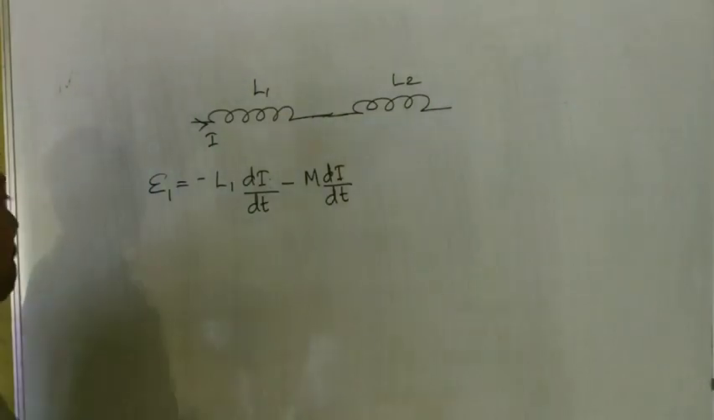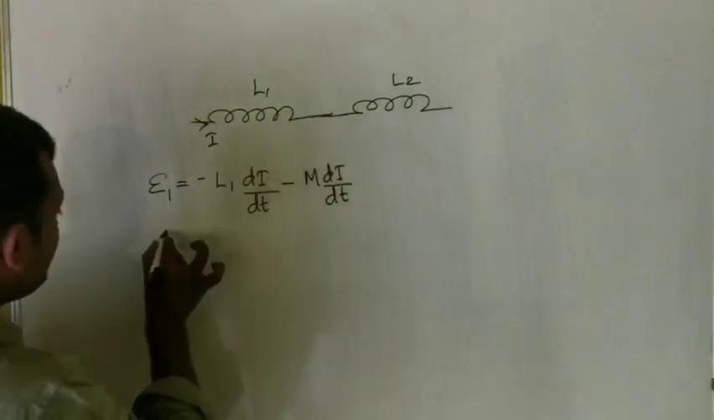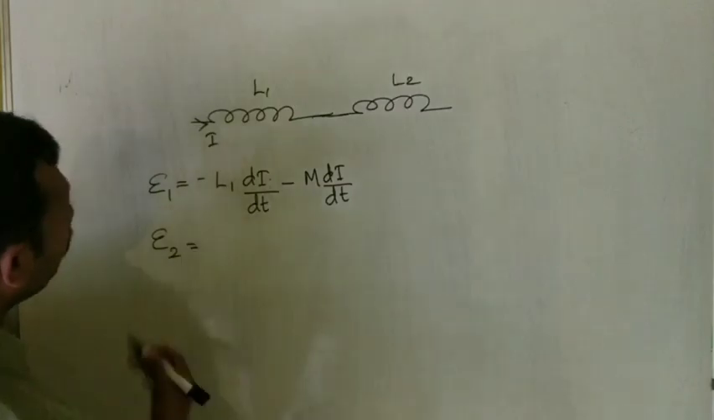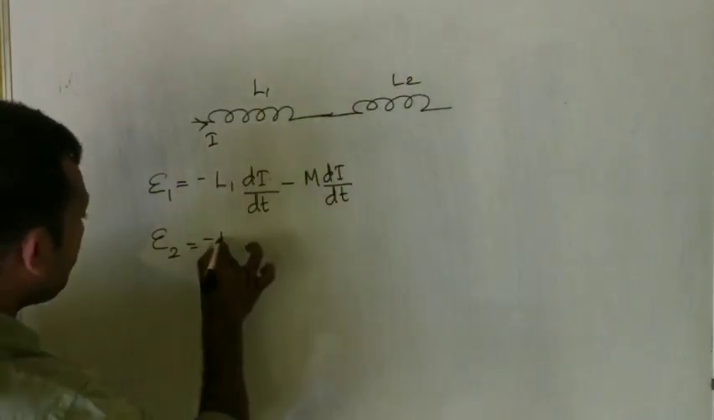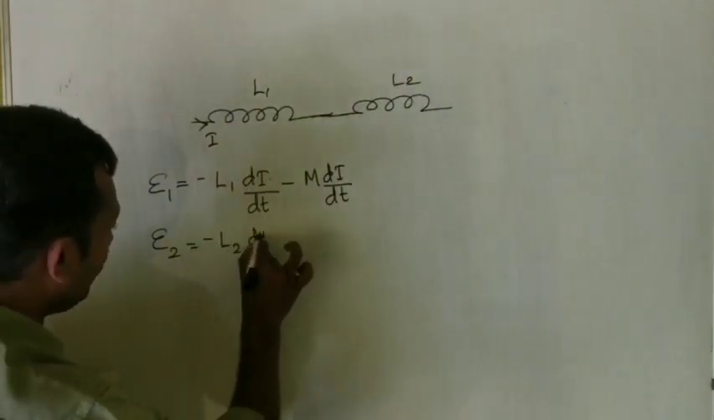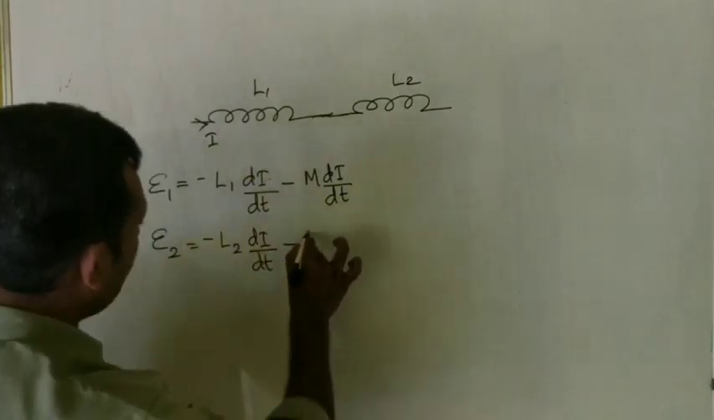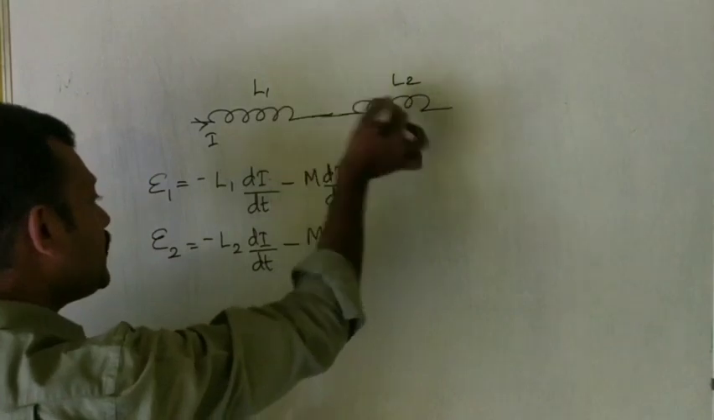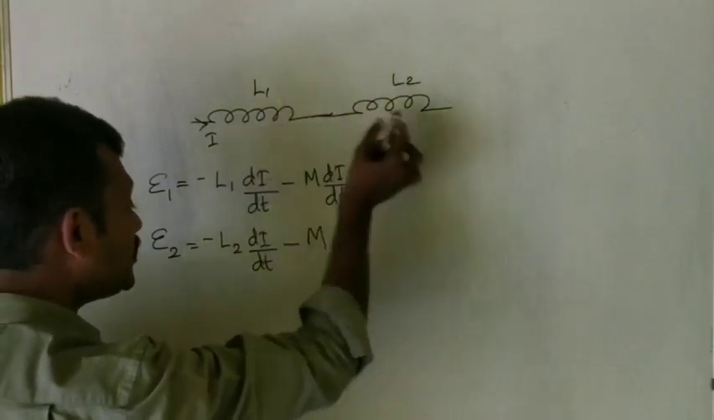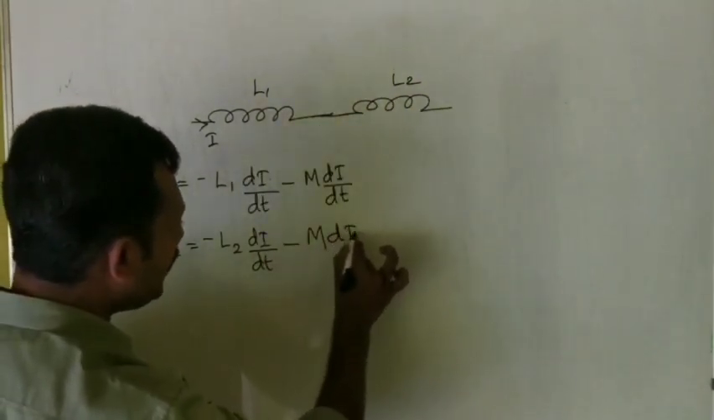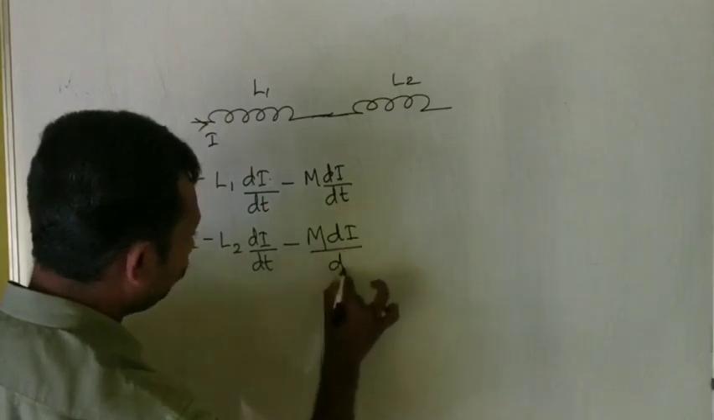And similarly, what is the EMF induced in the second coil? Self-induction gives minus L2 dI by dt, minus M, where M is the mutual inductance between these two coils, M dI divided by dt.